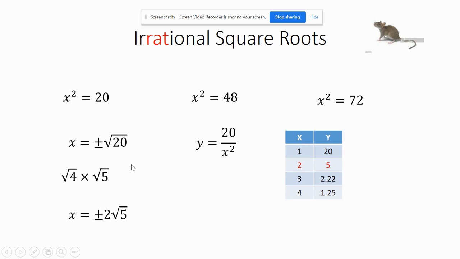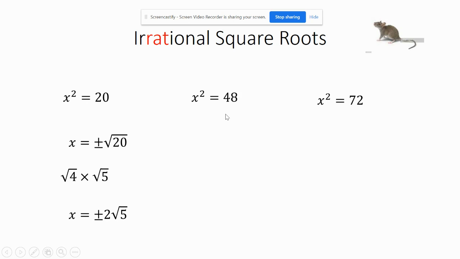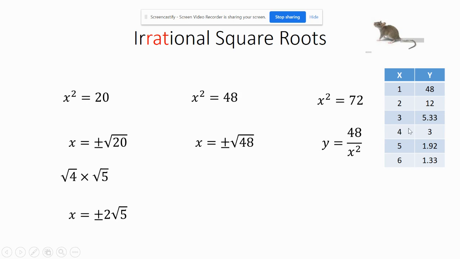All right, so let's look at this one right here, 48. Well, I know it's going to be plus or minus the square root of 48. And just like before, I want to go to my little table and do 48 divided by x squared. And I'm looking down through my table, and the last one without decimals is 4 and 3. So I know it's plus or minus 4 square roots of 3.